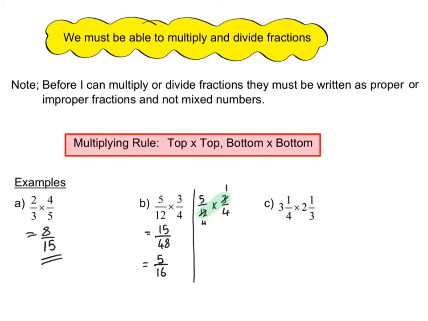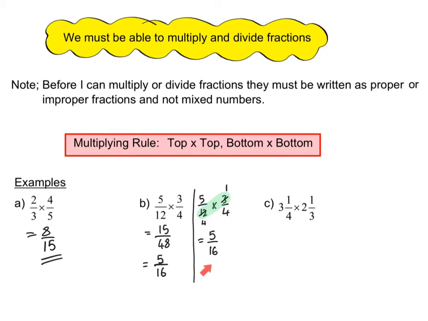What I can then do is do the top times top, bottom times bottom. And that's going to give me 5 times 1 is 5. And then bottom times bottom, that's 4 times 4, which gives me 16. So by doing the simplification at the start, across the fractions, it means I haven't needed to simplify down here. So the numbers I've dealt with have been easier. In other words, it's easier to simplify 3/12 than it is to simplify 15/48.